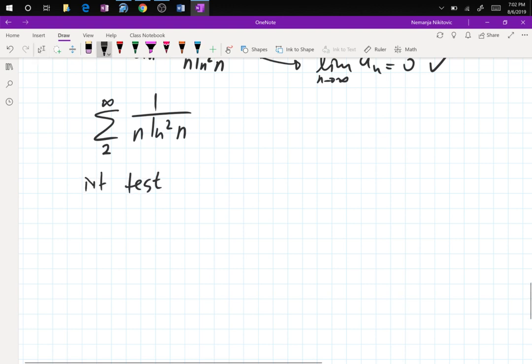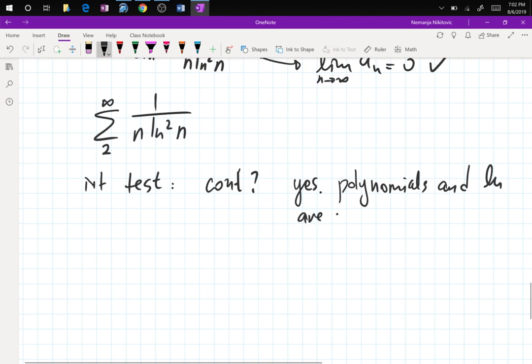So, integral test. Is it continuous? Yes. Done. Why is it continuous? Because polynomials and ln are continuous on 2 to infinity. 2 to infinity is our domain, because the summation starts at 2.